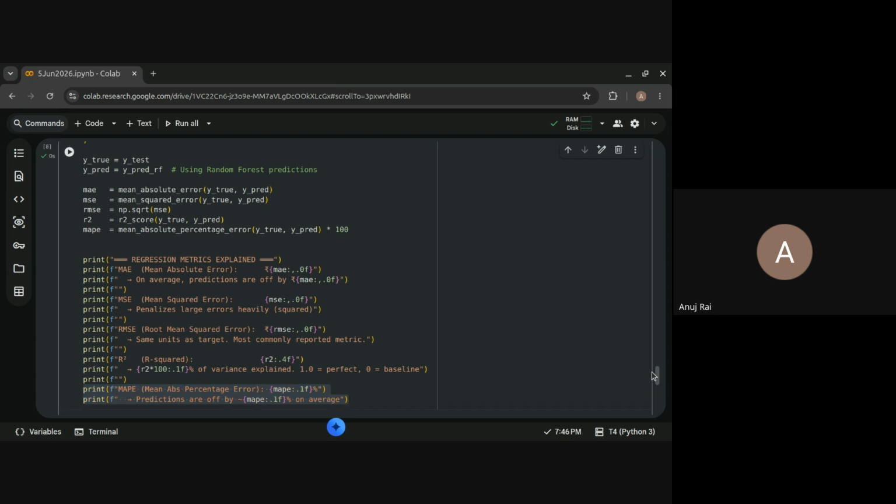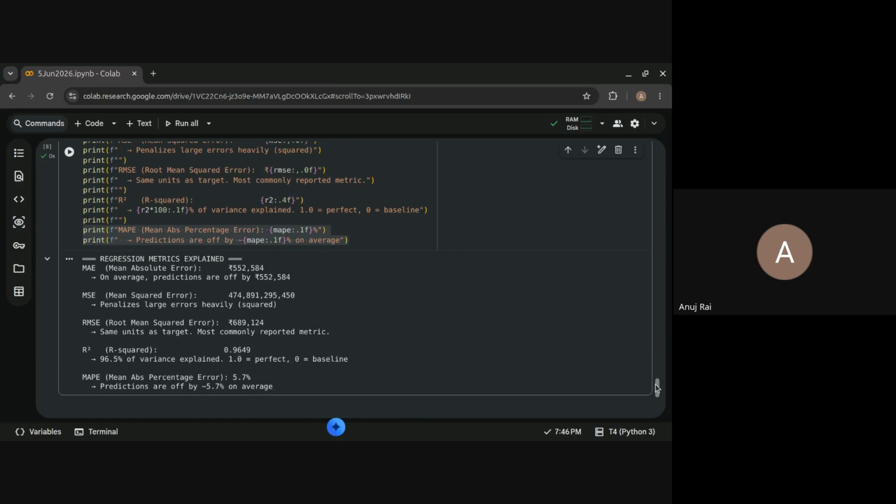So here, on prediction, if you see that on average it is off by this, it gives you a raw idea of what the price difference is. But if you look at the same thing in terms of percentage, it is off by 5.7% on average, and this is 0.96. So this is quite good.